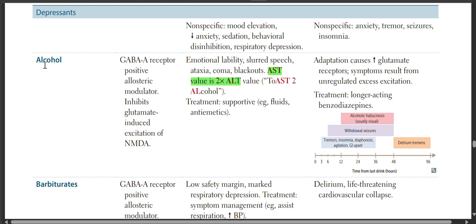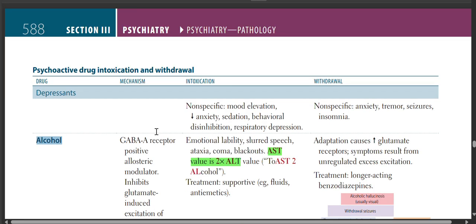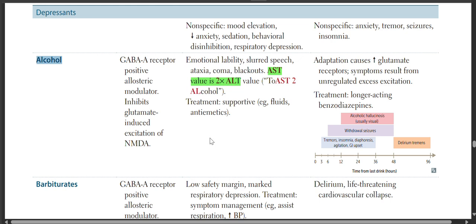Now, what can you do for someone who has been intoxicated with alcohol? You treat them supportively. You don't really need to give them any kind of medications. However, when we later look at the withdrawal of alcohol, we see multiple different problems that can emerge, and those you need to treat, because they can be life-threatening.